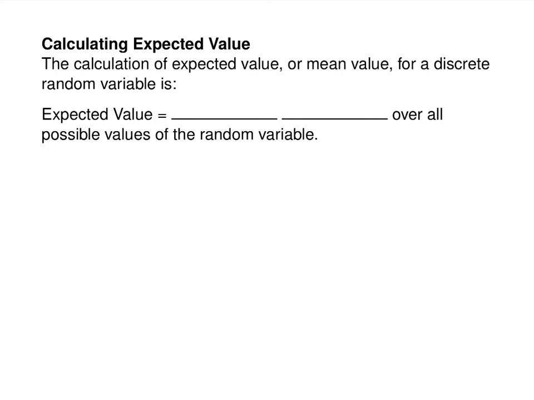So how you find the expected value or mean value for a discrete random variable is you take a sum of all the x values times their corresponding probabilities. And you do this over all possible values of the random variable. Another way to write that would be E of capital X equals this sum: value of x times its probability, where you sum over all the possible x's.